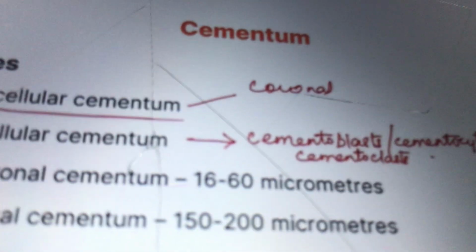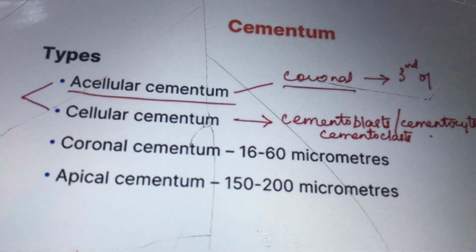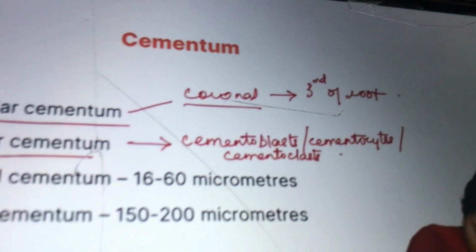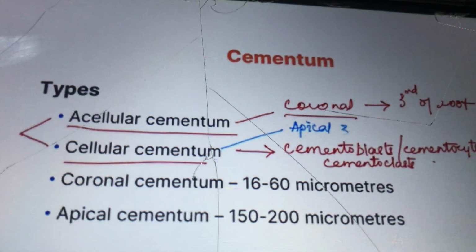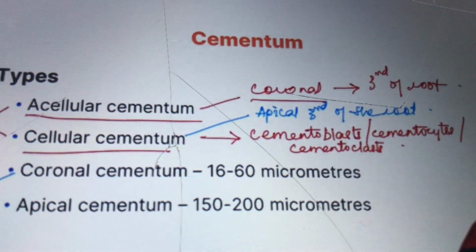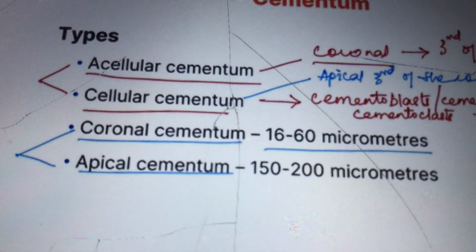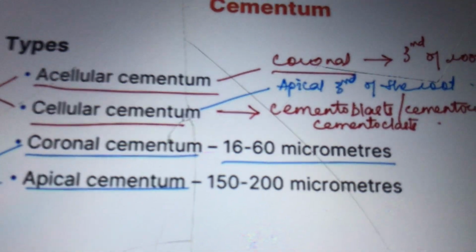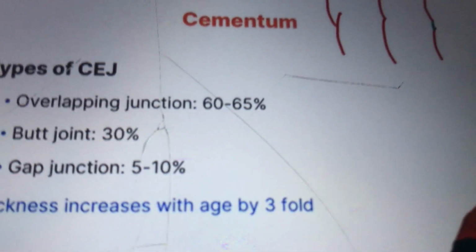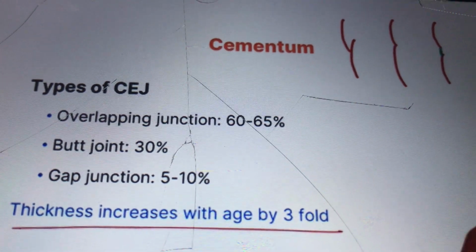The acellular cementum is seen in the coronal third of the root. The cellular cementum is seen in the apical third of the root. So again, you have two types based on the location, coronal and apical. Coronal cementum is usually 16 to 60 micrometers in thickness, whereas the apical cementum is about 150 to 200 micrometers in thickness. But the most important thing that we should know is that the thickness increases with age by almost 3 folds.